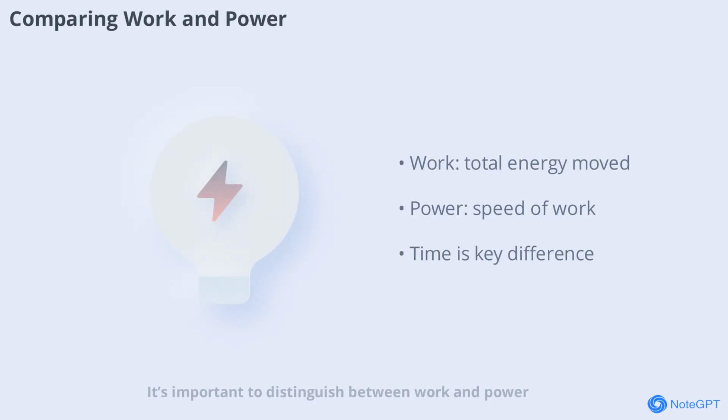It's important to distinguish between work and power. Work measures the total energy transferred, while power measures how quickly that transfer happens. Two people might do the same amount of work, but the one who finishes faster uses more power. This difference is crucial in fields like sports, engineering, and even in our own bodies.